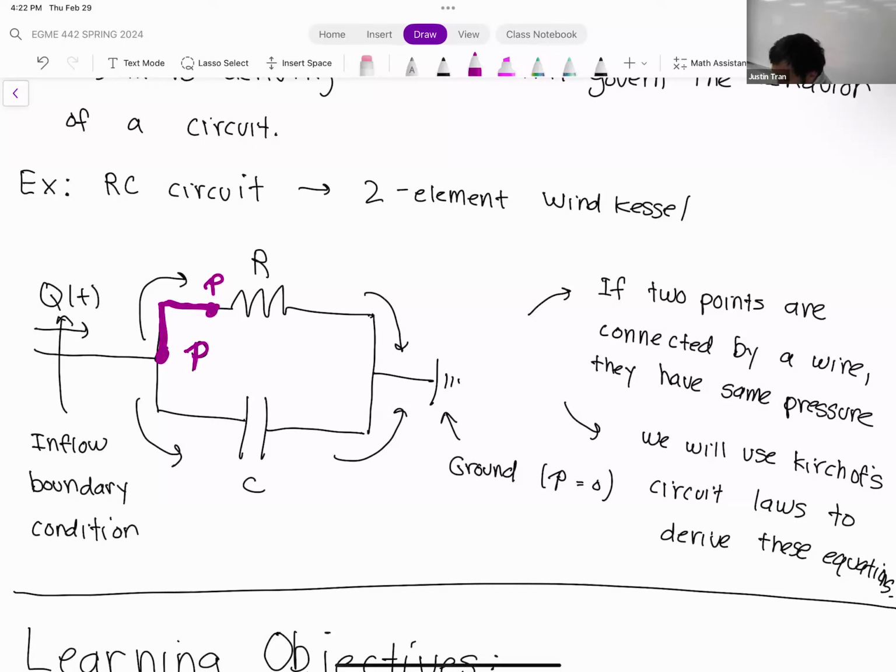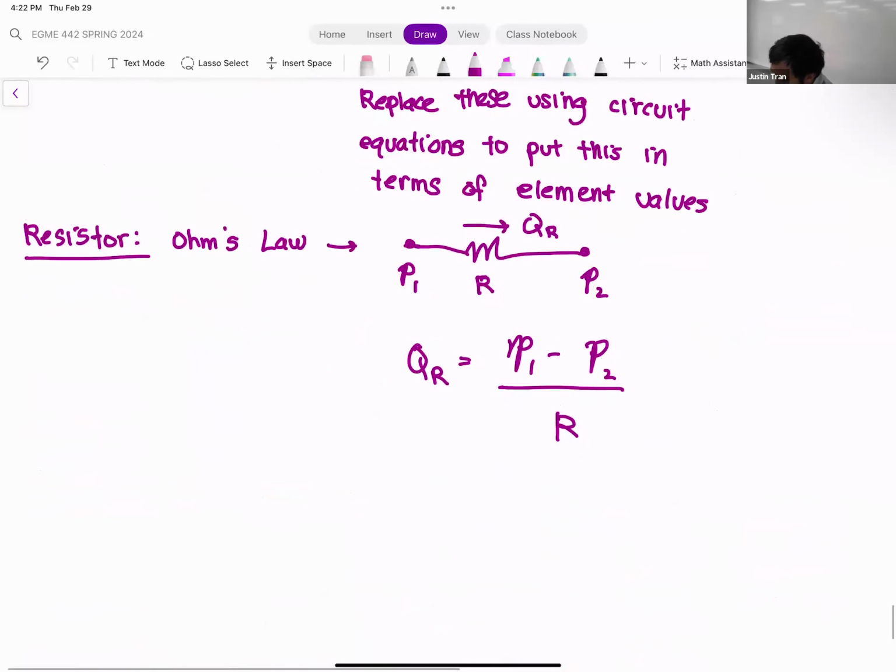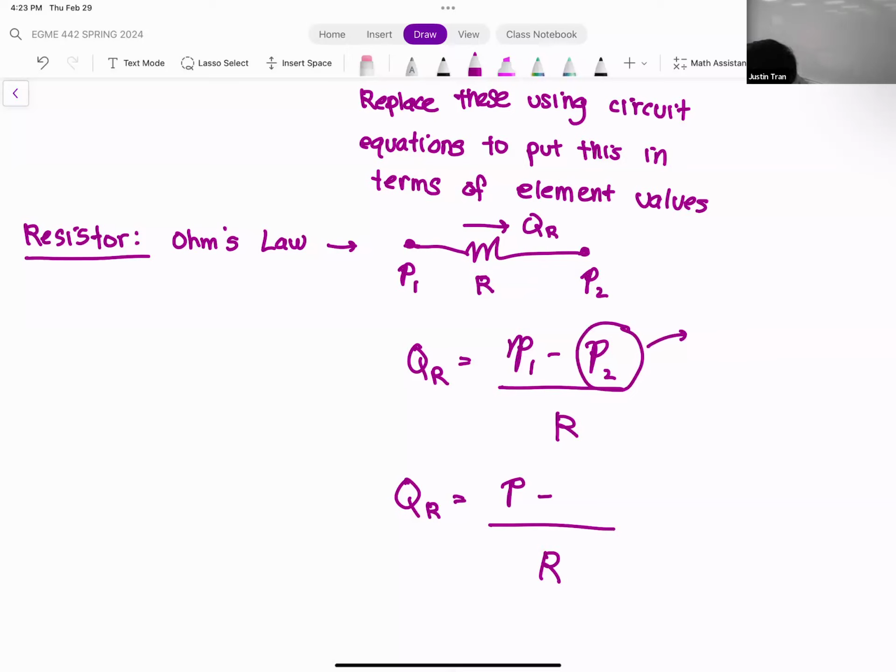Right? All right. So that means if we were to plug this into our equation here for the resistance, P1 is going to be equal to P. So QR above is going to be P minus. Okay. We know the resistance of the resistor, so the resistance of the resistor is just capital R. Okay. The other thing we have to plug in is the downstream pressure, P2.